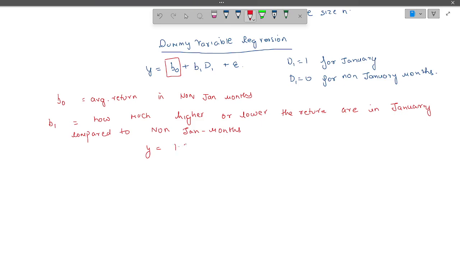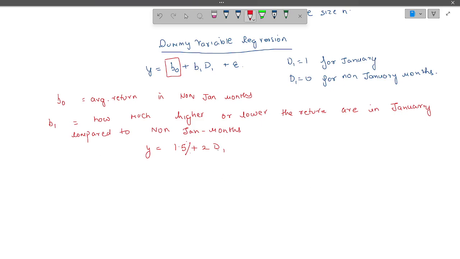Y equals 1.5 plus 2 D1, right? So now how am I going to interpret 1.5 and 2? We are going to say that 1.5% is the average return in non-January months. And how are we going to interpret 2? We are going to say that average returns in January are 2% higher than non-January months, right?